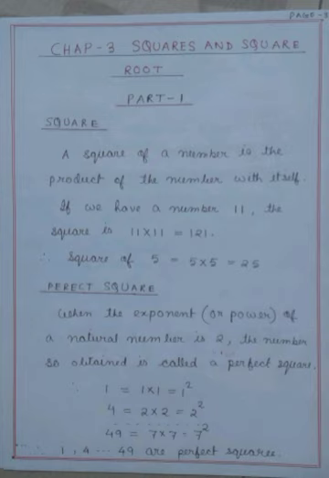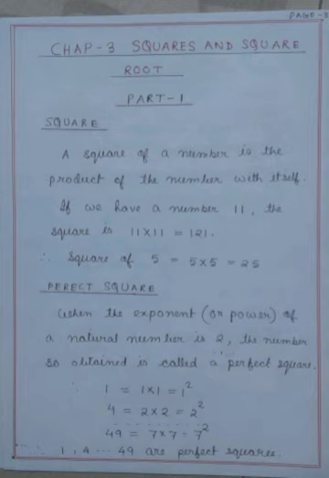Perfect square. When the exponent or the power of a natural number is 2, the number obtained is called a perfect square. If I write 1 equal to 1 into 1, that is 1 square equal to 1, so 1 is a perfect square. 4 is 2 into 2, that is 2 square.